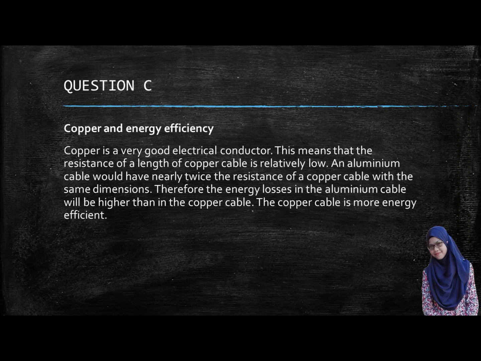And the third advantage of the copper straight cable is the copper itself and its energy efficiency. Copper is a very good electrical conductor. This means that the resistance of a length of copper cable is relatively low. An aluminium cable would have nearly twice the resistance of a copper cable with the same dimensions. Therefore, the energy losses in the aluminium cable will be higher than in the copper cable. The copper cable is more energy efficient.